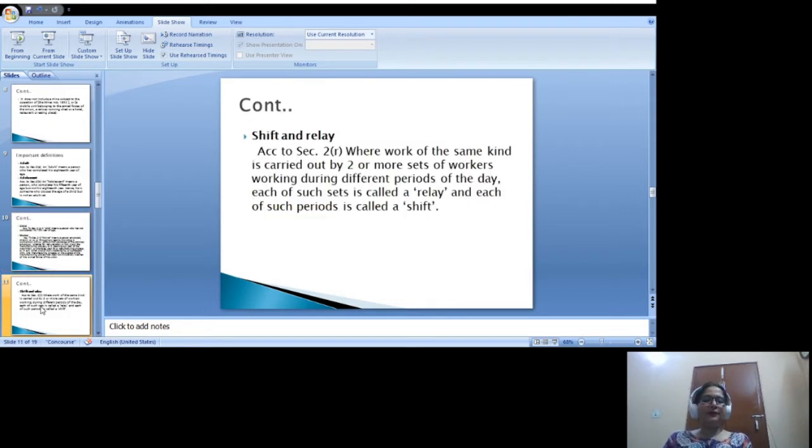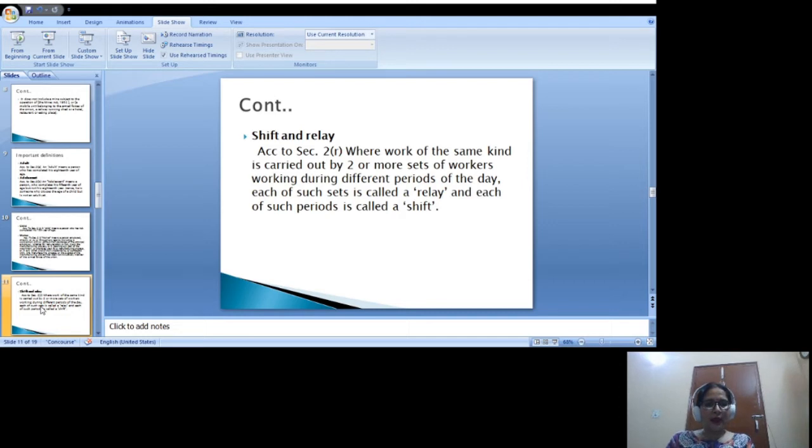Now, the next definition is shift and relay. According to section 2R, where work of the same kind is carried on by two or more sets of workers working during different periods of the day, for example, workers are working in shifts. For example, one shift of workers is working from 9 to 12 and the next shift is working from 12 to 3.